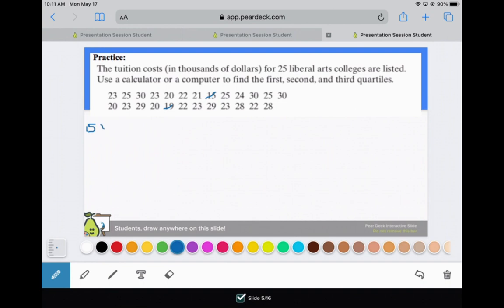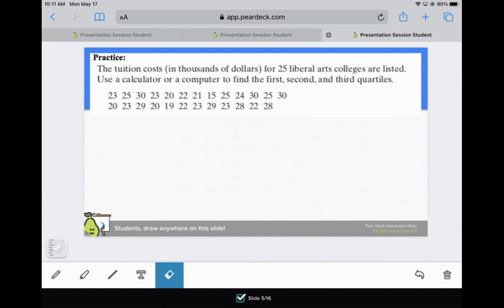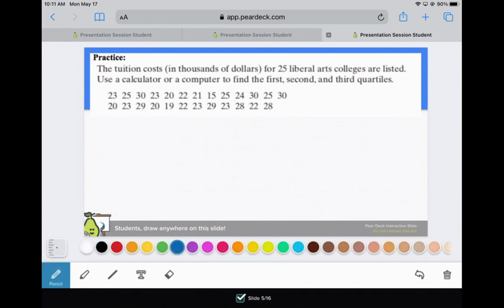Because I'll do it by hand, instead of doing all 25, I'm just going to do the bottom list. That way it shouldn't take too long. When we have 25, we have a long list. I'm going to show you how to use a Google Sheet, so I think that would be faster. But for now, let's just do this bottom list. We're going to rearrange that list only.